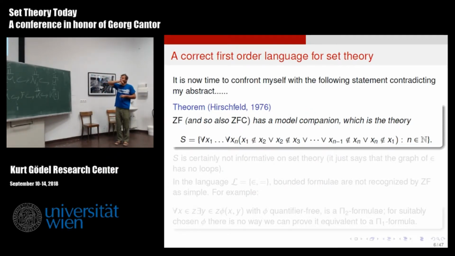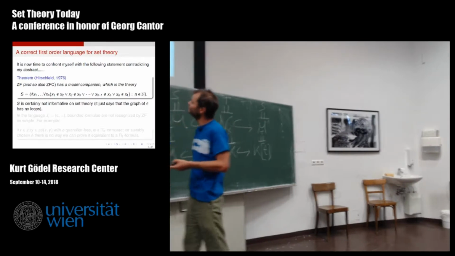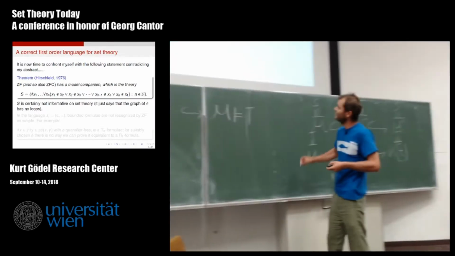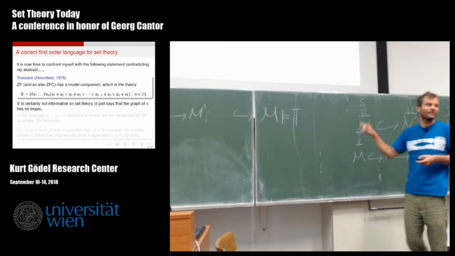Okay, and now we come to the issue of the model companion or a model companion. Okay, actually in the abstract I wrote a false statement, that no recursive extension of ZF has a model companion. Actually, ZF has a model companion, so any recursive extension of ZF has a model companion. But this model companion is very stupid because it is a theory... I mean, what is this theory saying? It is saying that the epsilon relation does not have loops.